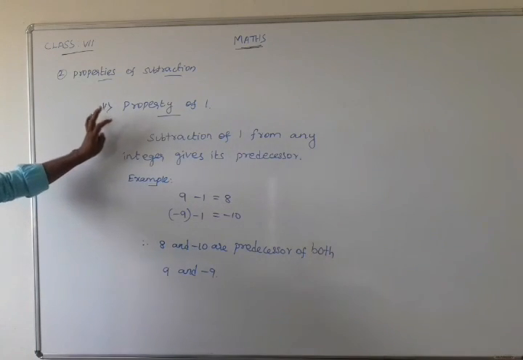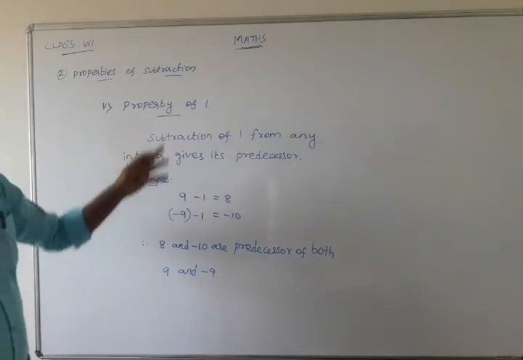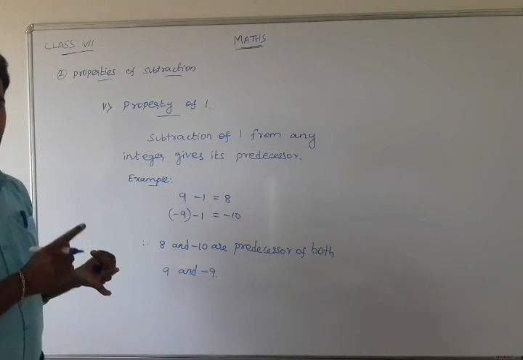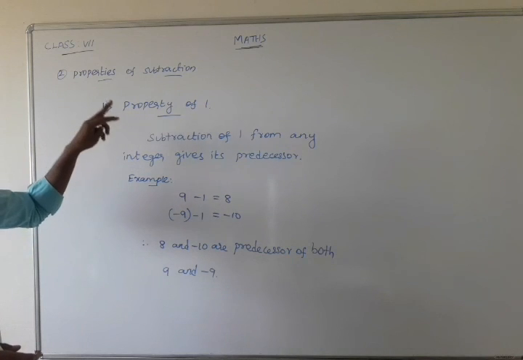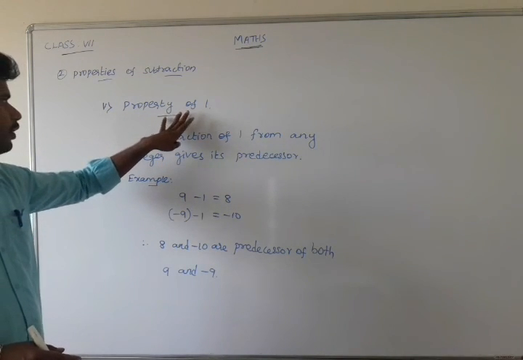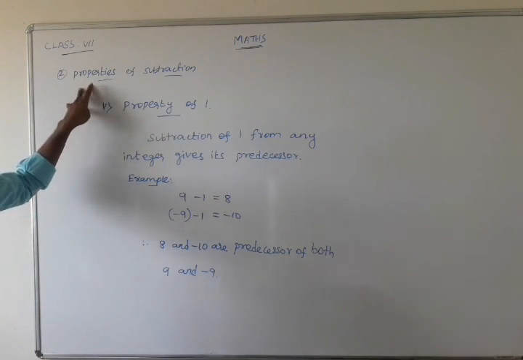These are the five properties of subtraction. One is the closure property, second is the commutative property, third is the associative property, fourth is the property of 0, and fifth is the property of 1. These are the properties of subtraction.